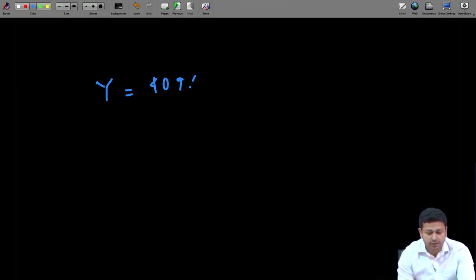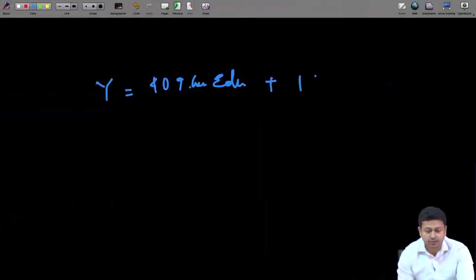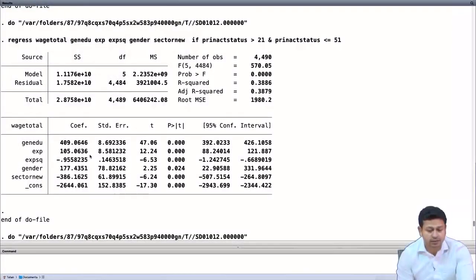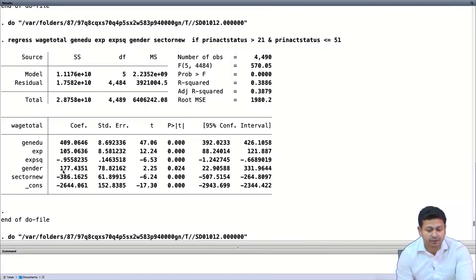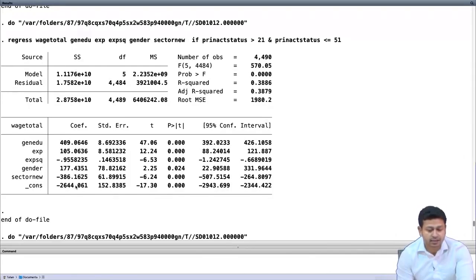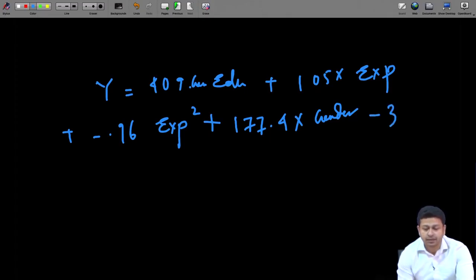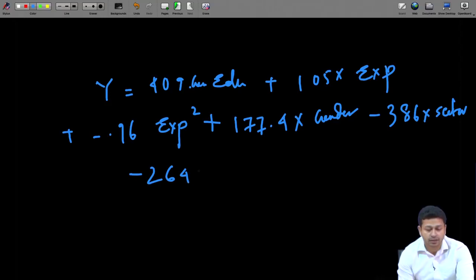409 into general education, plus 105 into experience, plus minus 0.96 into experience square, plus 177.4 into gender, minus 386 into sector, plus our constant term, which is minus 2644. Okay, so this is my regression equation.